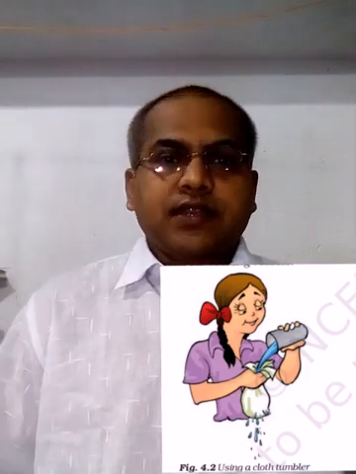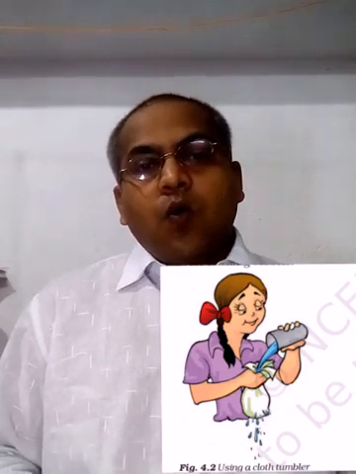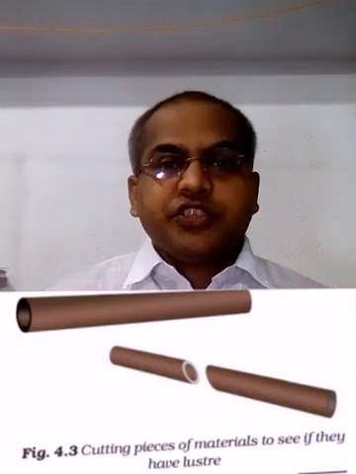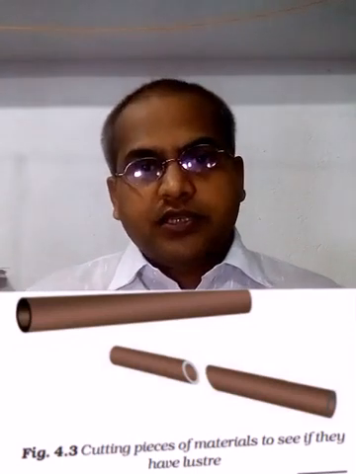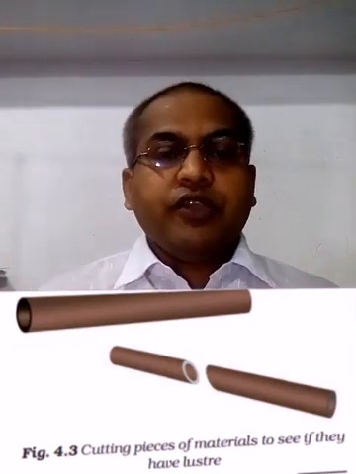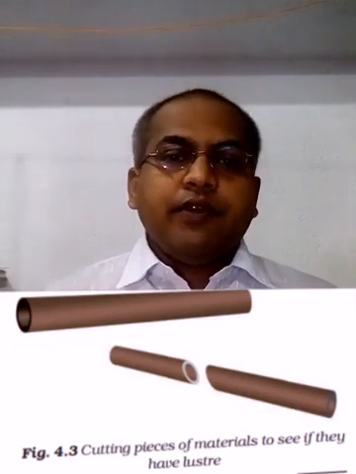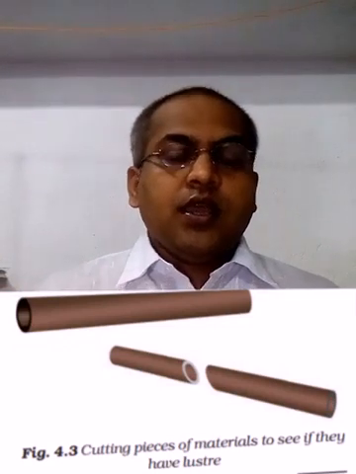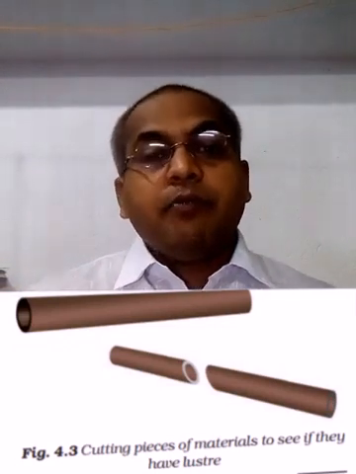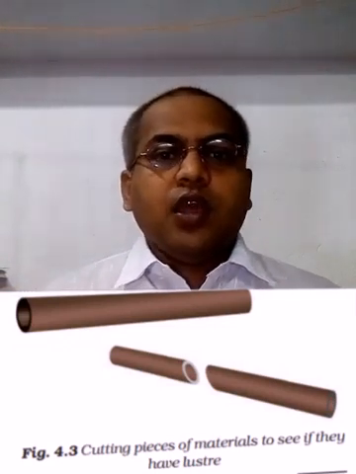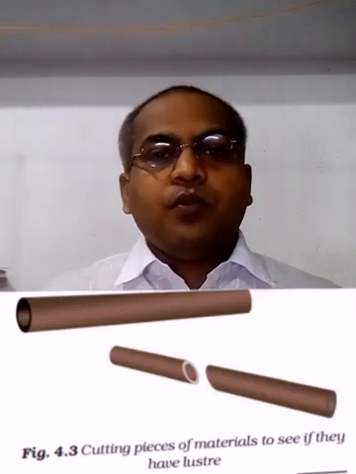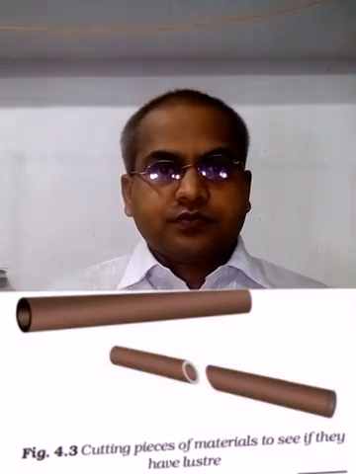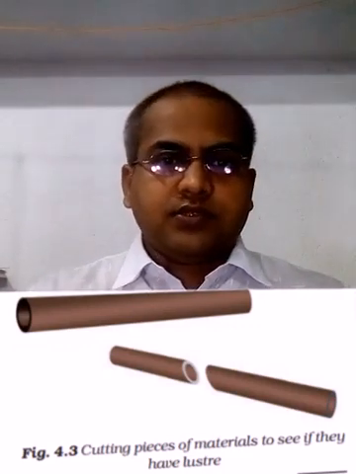Metals are ductile. You can prepare wire from them. Metals are malleable. You can prepare sheets from metals. Metals are sonorous. If you hit a metal with a hard object, it will produce a special type of sound, that is called sonorous. There are some materials that are brittle. If you hit that material with some hard object, it will break into pieces. So these are some other characteristics of metals.